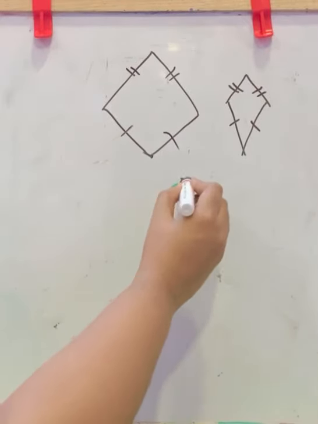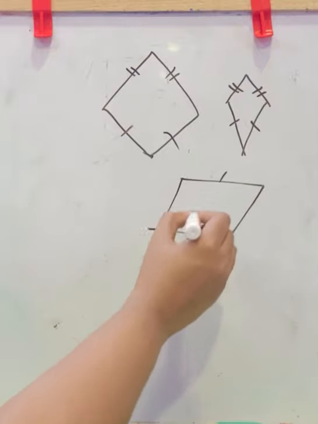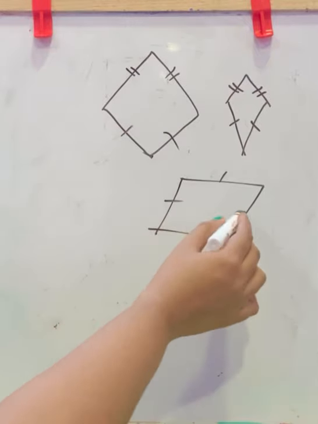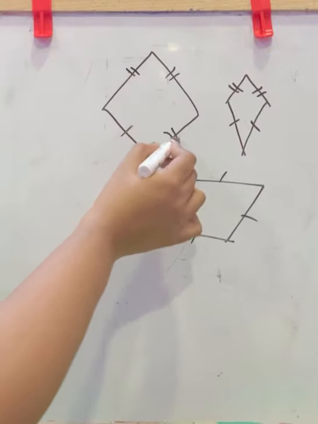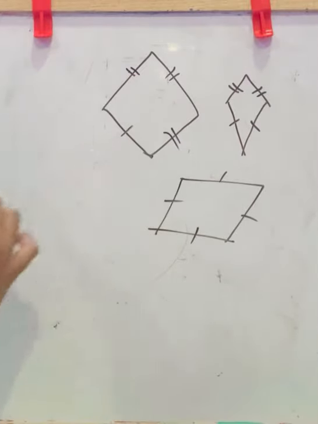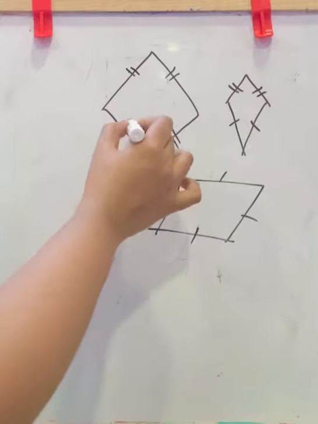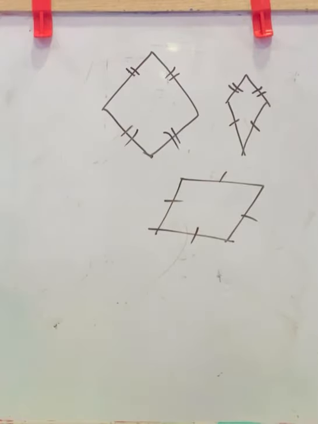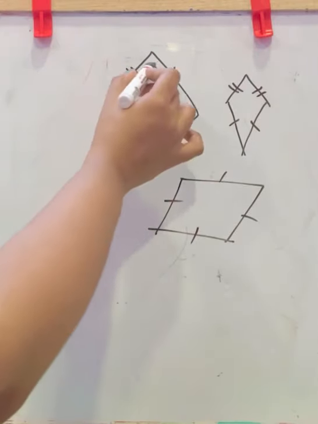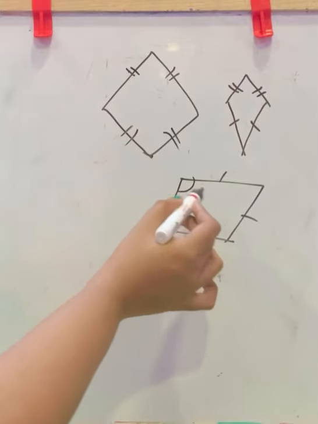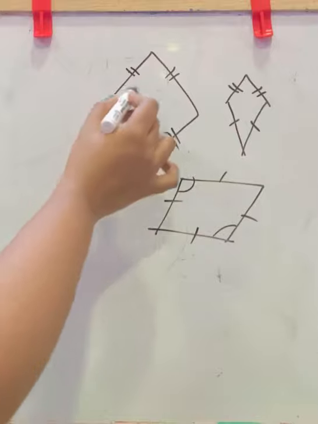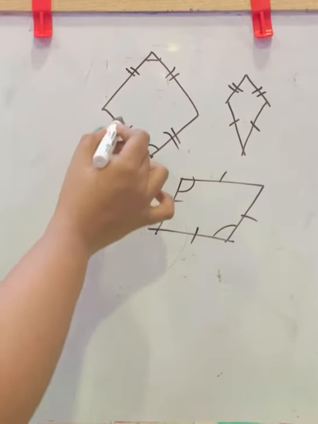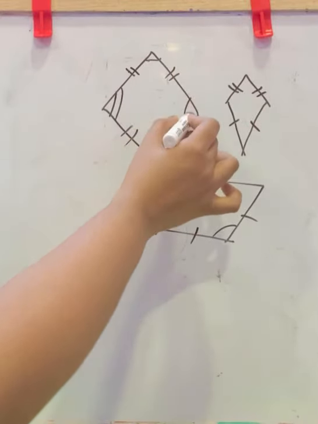Also in a parallelogram, we know opposite sides are equal. Here also opposite sides are equal. Here this side and this side will be equal as in a parallelogram. These two sides will also be equal. Also, opposite angles are equal. In a parallelogram, opposite angles are equal. So, here this angle is equal to this angle. This angle equal to this angle.